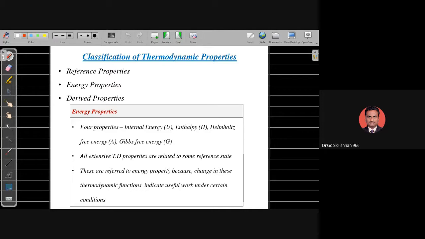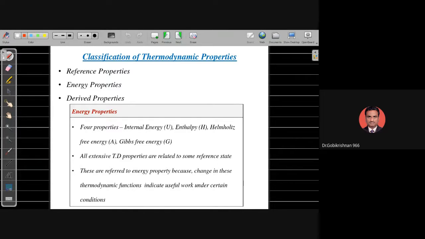If the object is at a higher temperature, it means higher internal energy. If it is at a lower temperature, its internal energy will be low. The next comes the enthalpy. The enthalpy means the sum of the internal energy and the external work done, and therefore we can call it E plus PV. The product of pressure and volume is also a form of energy, which we can call work, or the energy in transit.